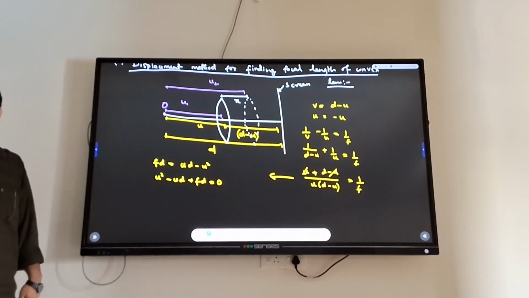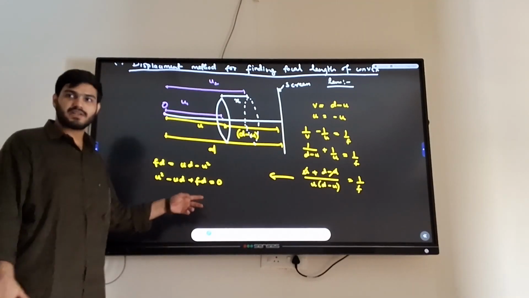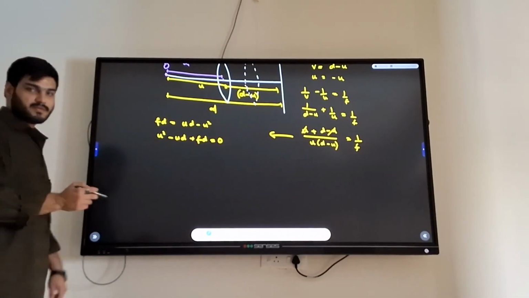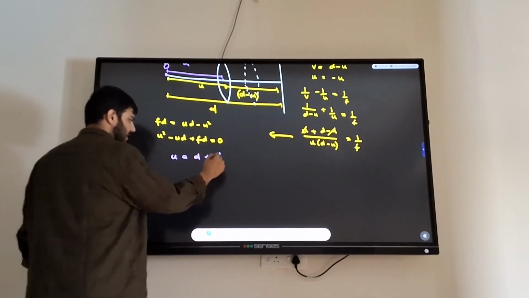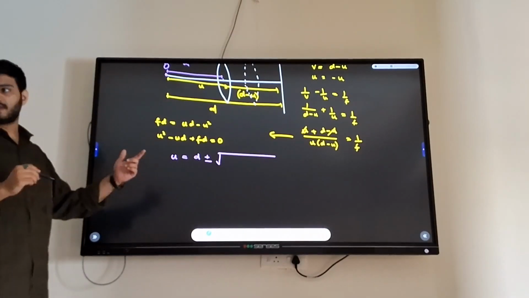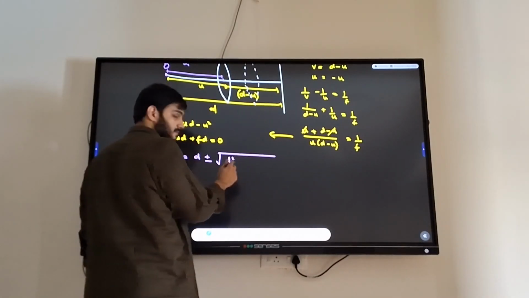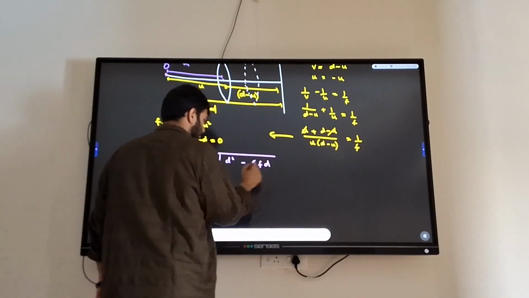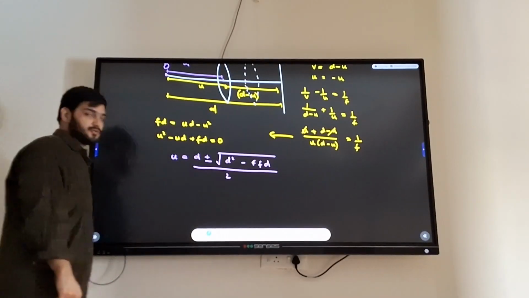How many roots? Two roots. And how do we find the roots? Minus b plus or minus the square root of b square minus 4ac, all over 2a. Can you tell me the final formula? u equals d plus or minus the square root of d square minus 4fd, over 2. Only 2. These are the two roots that I am getting.